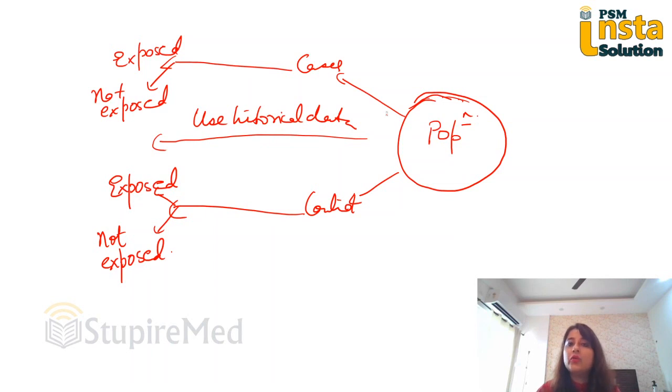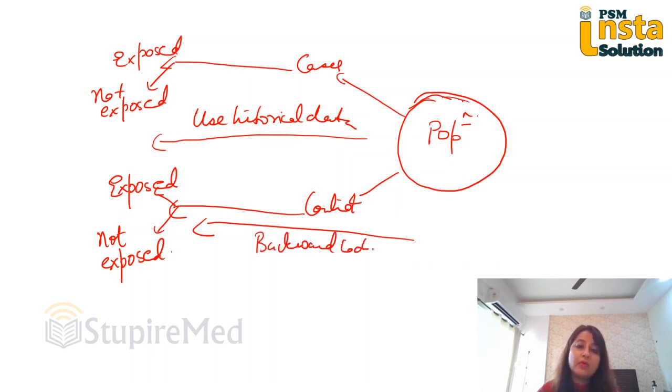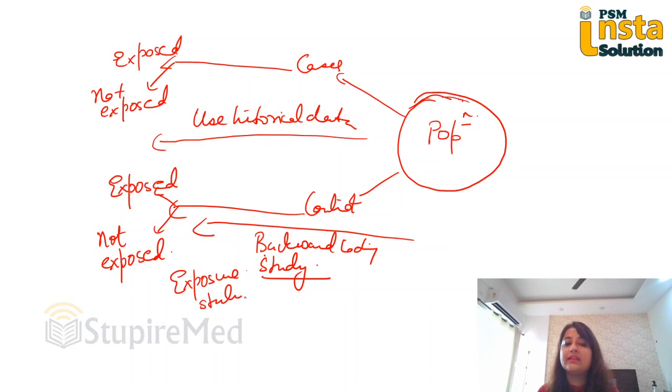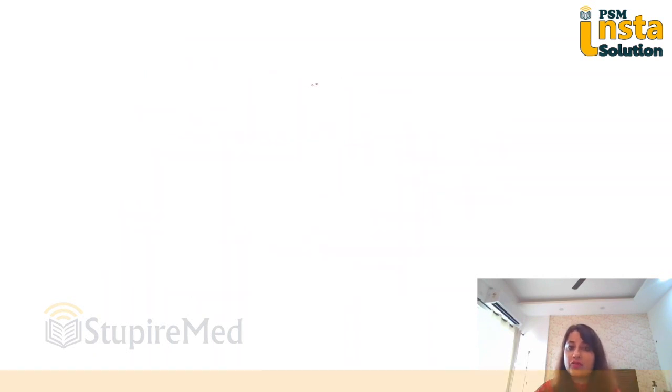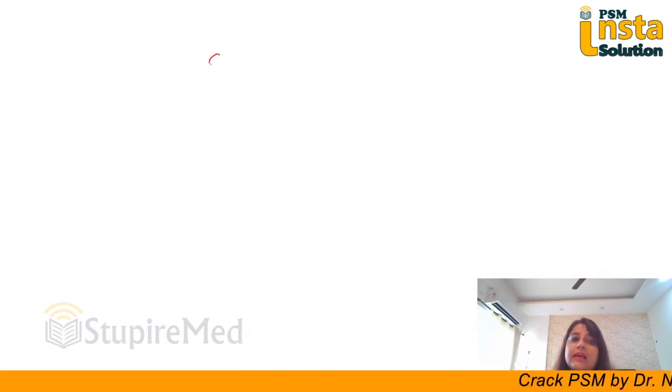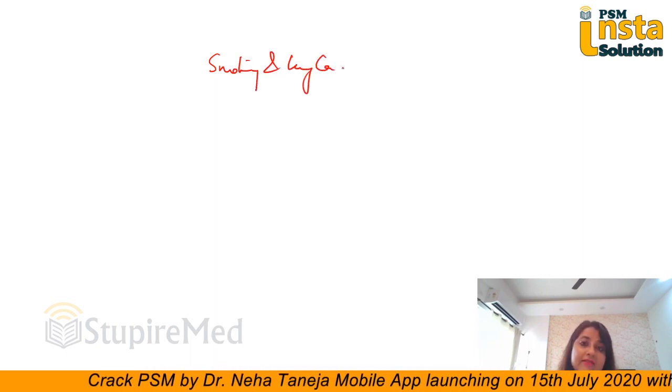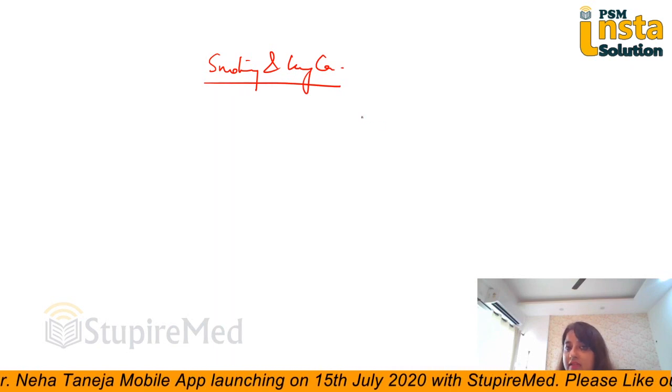Is it okay? So in a case control study, what happens? This we've already read also. This is a backward looking study, where you are trying to find out the exposure status among the cases and the exposure status among the controls. Okay, so if I draw a slide, similarly, suppose we want to study the association of smoking and lung cancer with the help of a case control study design.